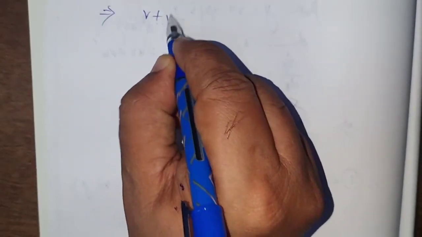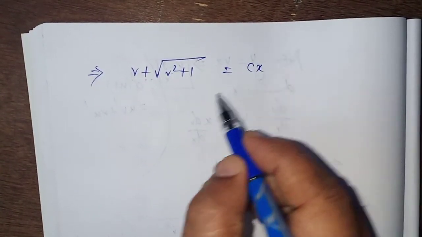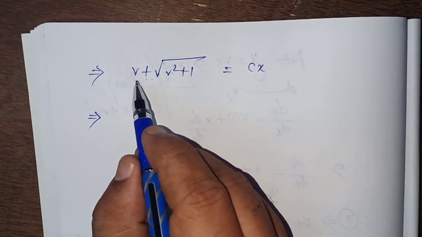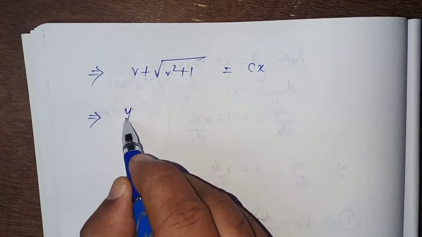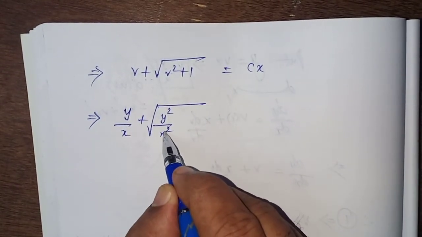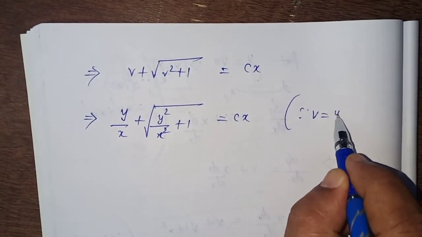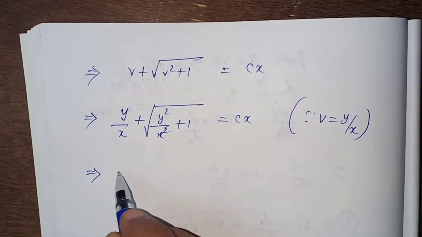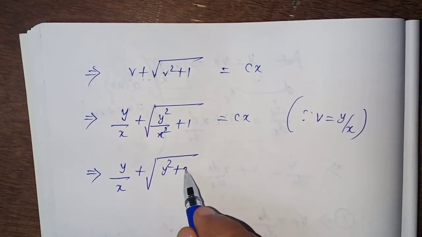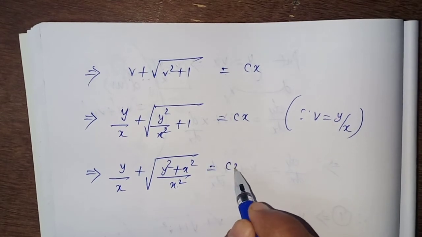Which implies v plus root of v square plus 1, that is equal to cx. The next step, wherever v comes, that should be replaced by y by x. Already told you the final result in terms of x and y. So v can be replaced by y by x plus root of v squared is y squared by x squared plus 1, that is equal to cx. What is the reason? Since v that is equal to y by x, which implies y by x plus root of y squared plus, cross multiply, x squared into 1 is x squared, whole divided by x squared. Write this x squared inside the square root only. That is equal to cx.